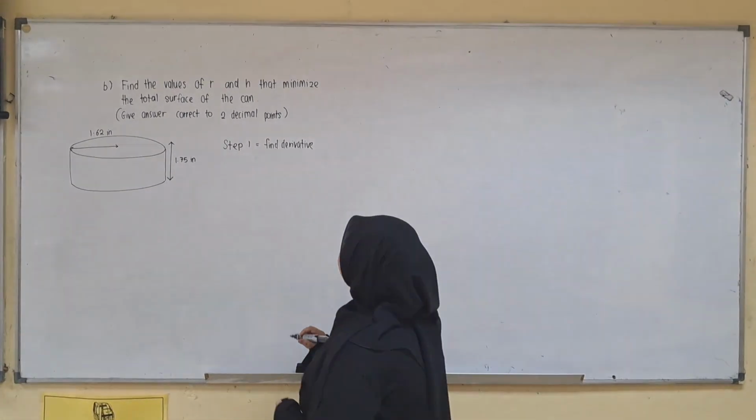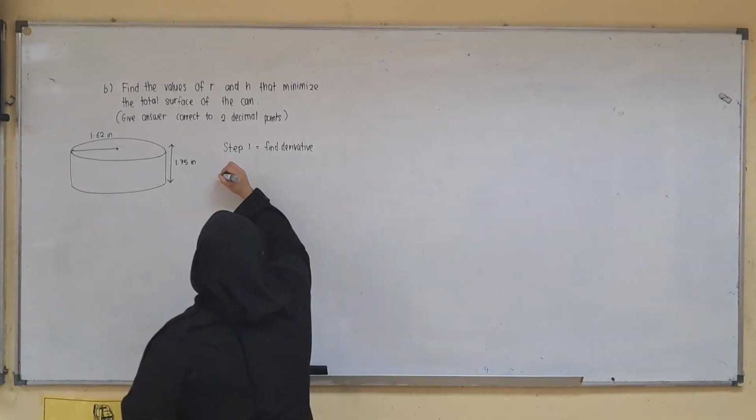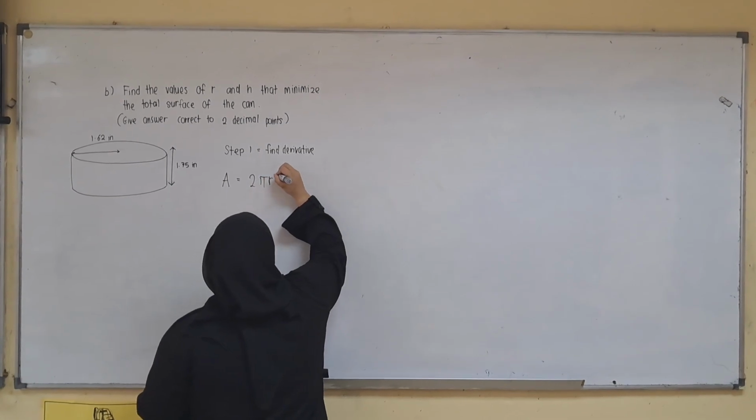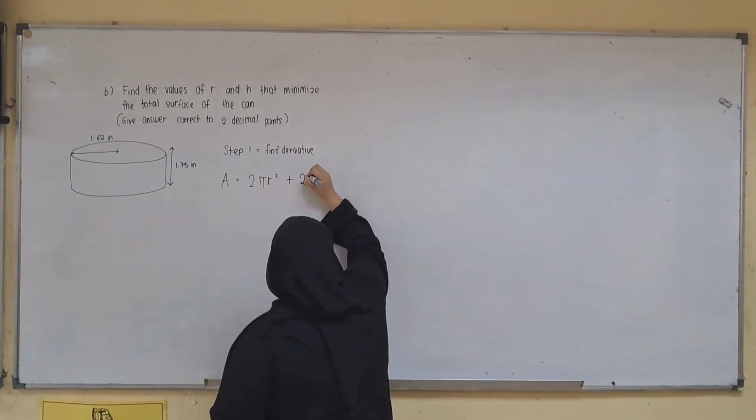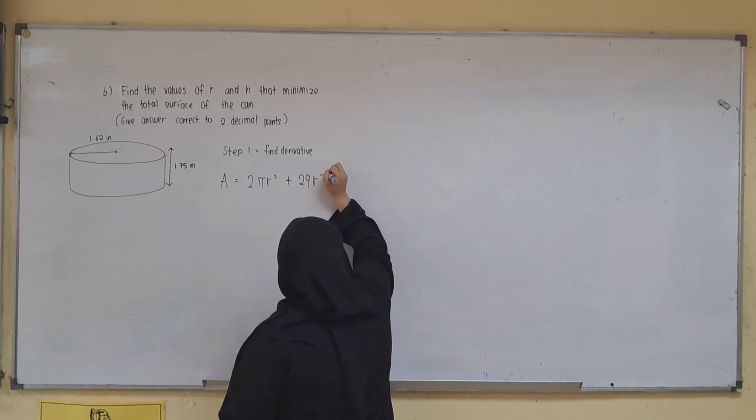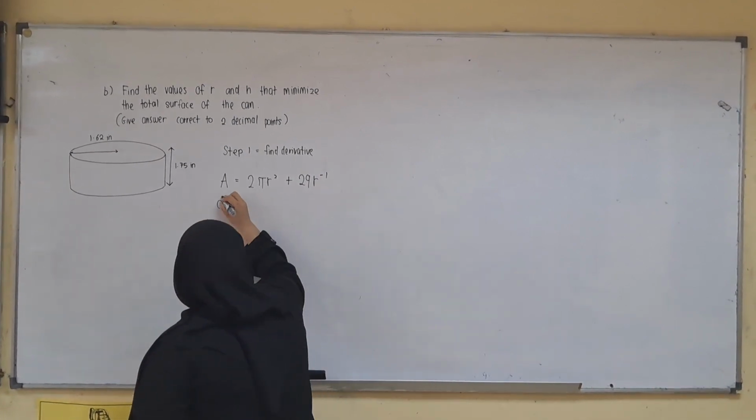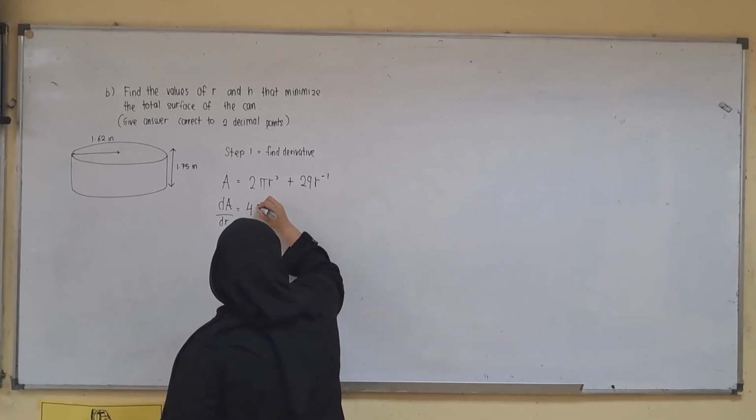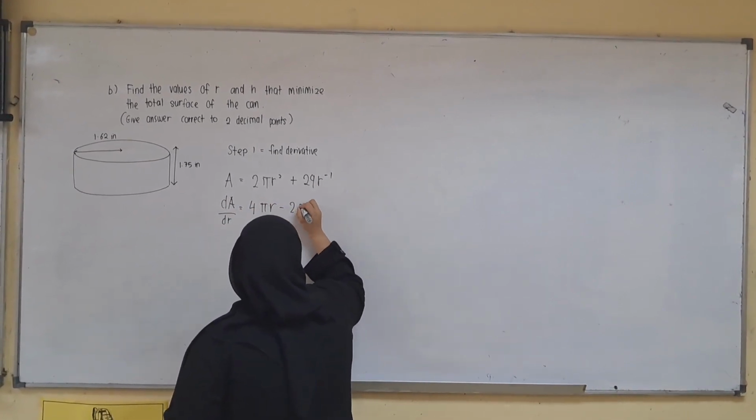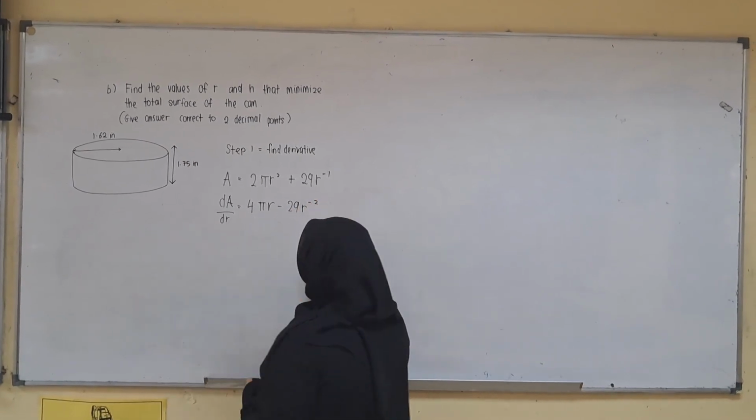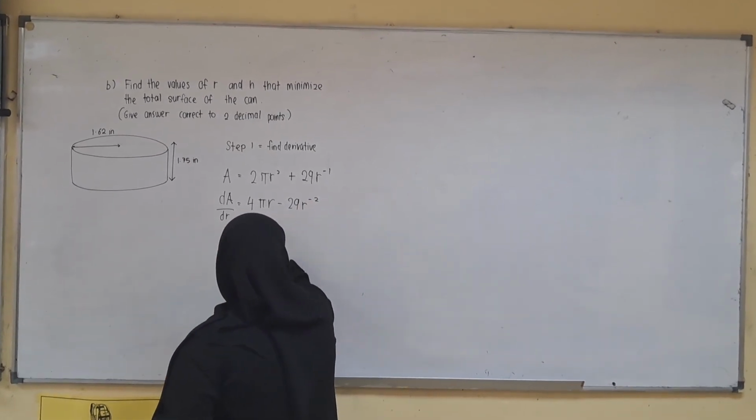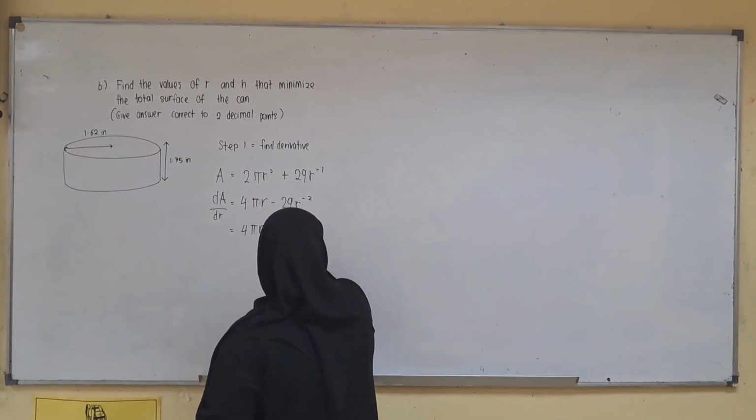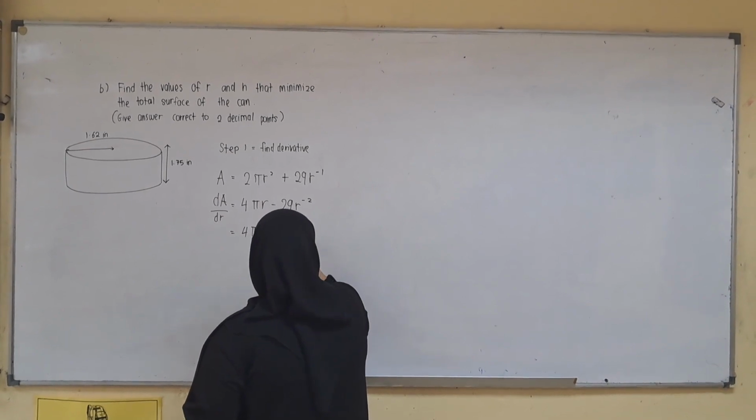Now move on to the equation to find the values of r and h. For the first step, we have to find the derivative. So A equal to 2 pi r power of 2 plus 29 r power of negative 1. Differentiating, dA over dr equal to 4 pi r minus 29 r power of negative 2. And we get 4 pi r minus 29 over r power of 2.